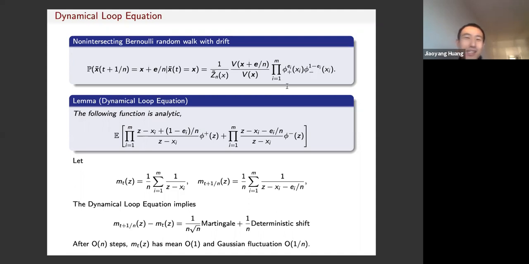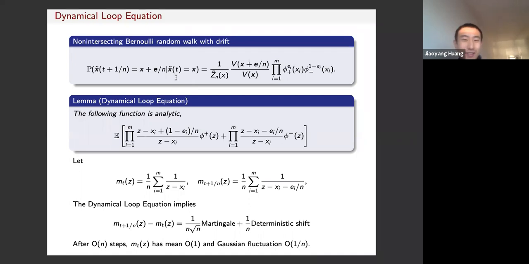So for this drifted non-intersecting Bernoulli random walk, we have a loop equation. I just call it the dynamic version of the loop equation. It's still some quantity whose expectation is 0. It consists of two parts, phi plus times something plus something times phi minus. As with those previous loop equations, you can analyze this loop equation to get information about this transition probability.